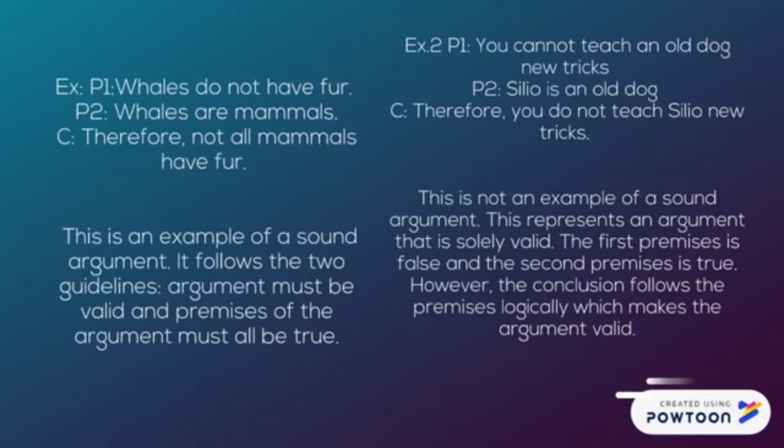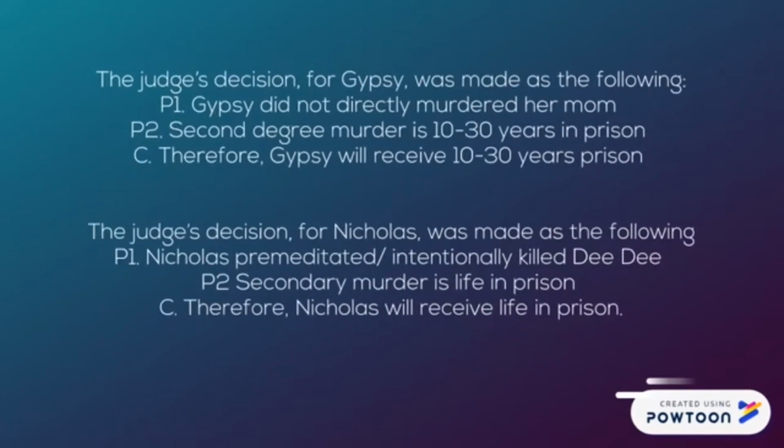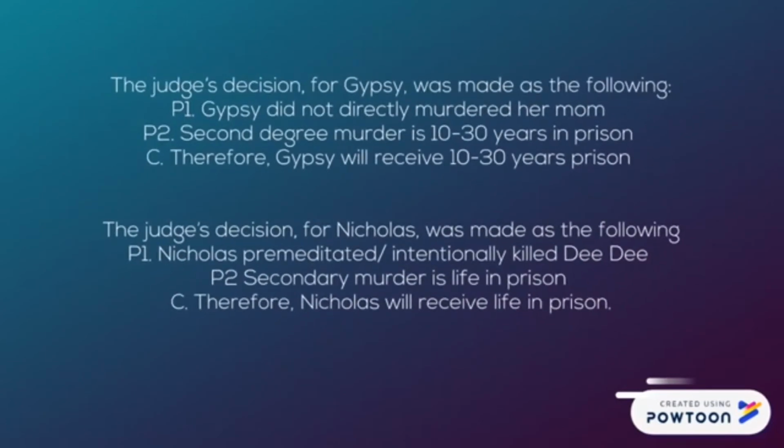Example 2. Premise 1. You cannot teach an old dog new tricks. Premise 2. Celio is an old dog. Conclusion. Therefore, you do not teach Celio new tricks. This is not an example of a sound argument. This represents an argument that is solely valid. The first premise is false and the second premise is true. However, the conclusion follows the premises logically, which makes the argument valid.